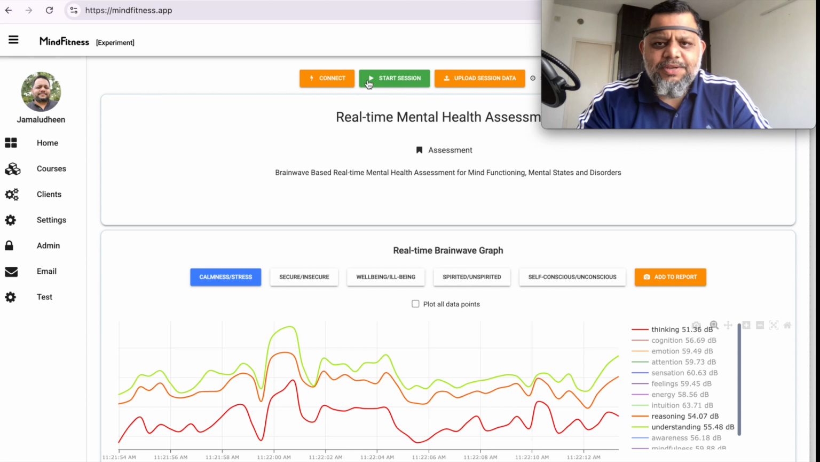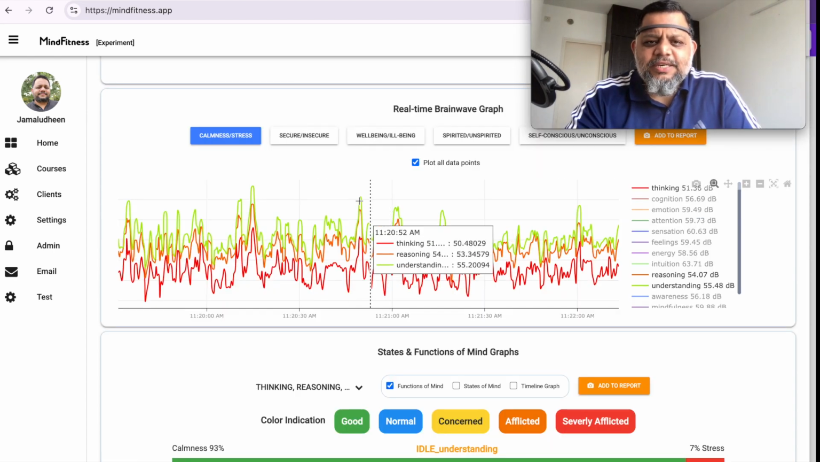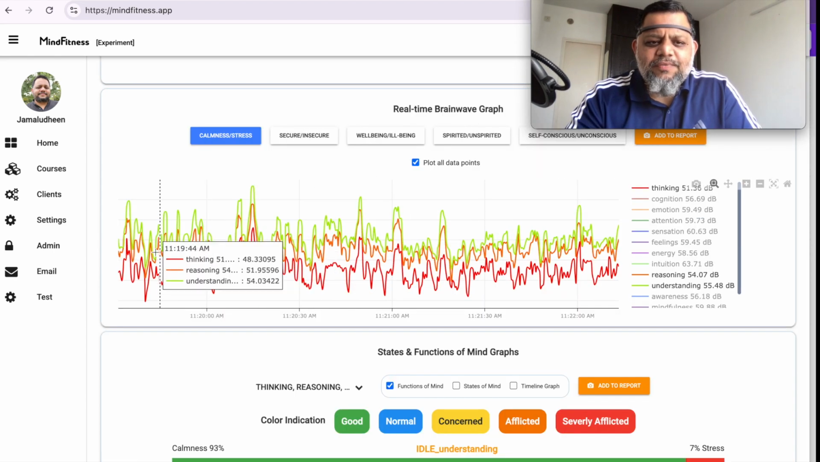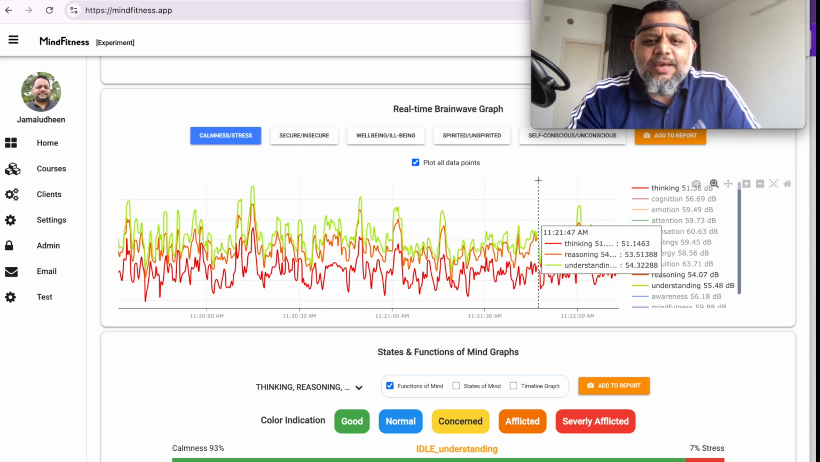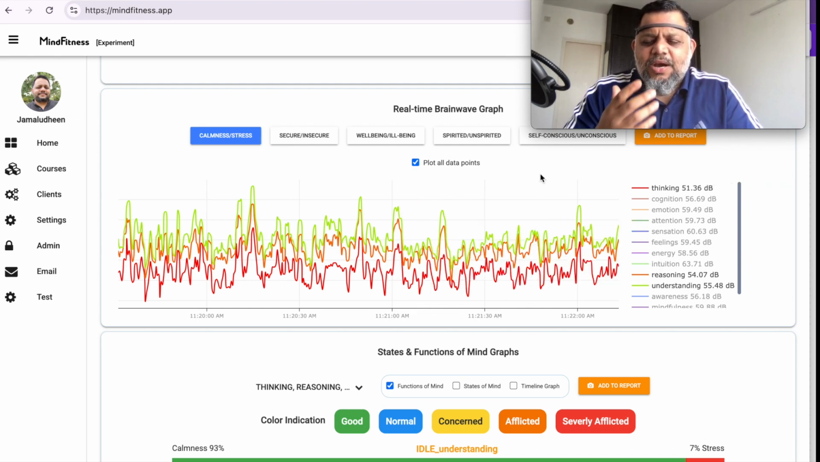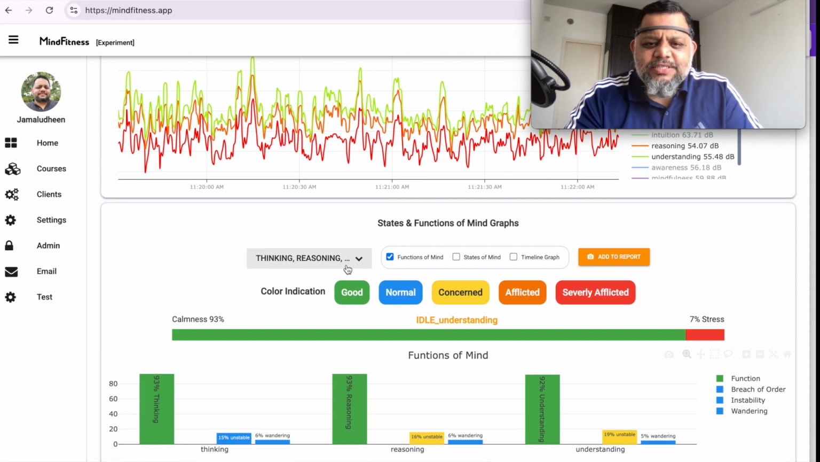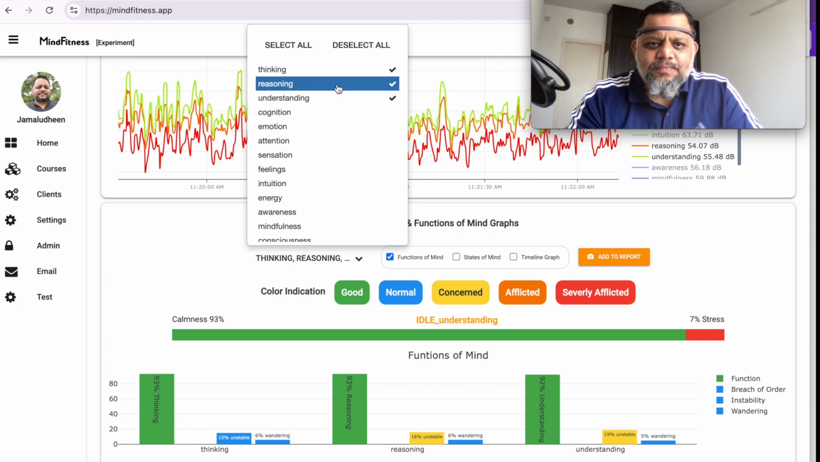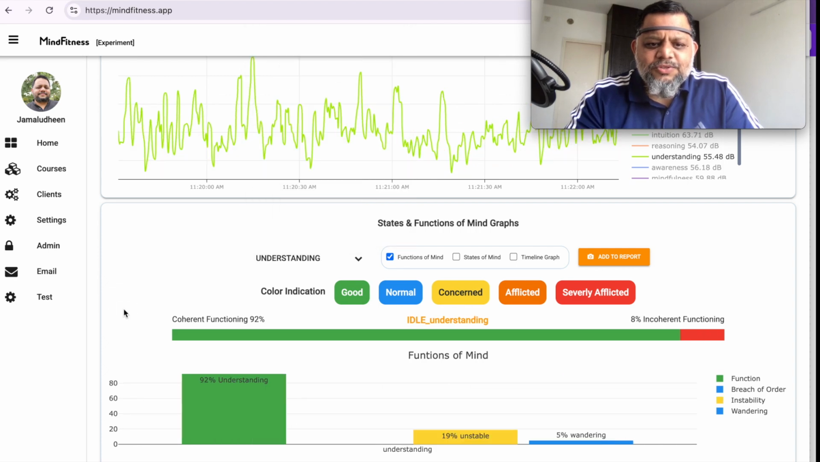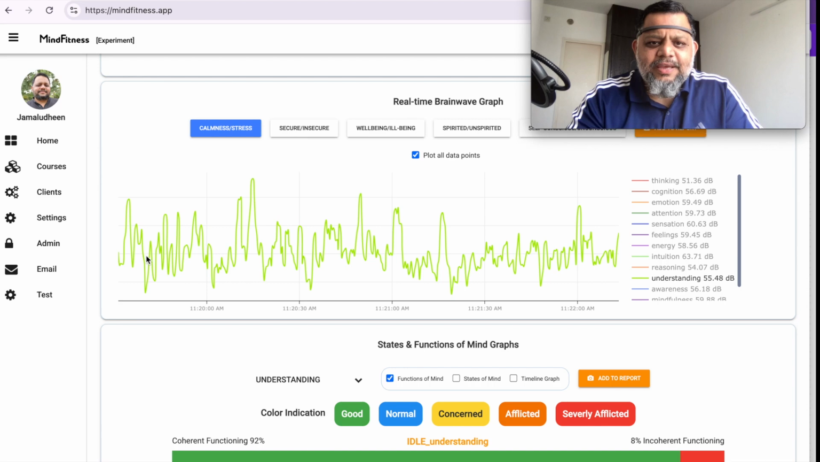We have completed the session. This is the real-time brainwave graph for this session, and we want to see how we can understand in its most clarity. So this is how understanding happened during this session.